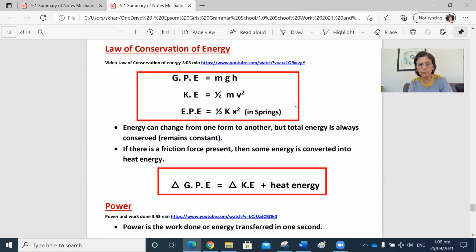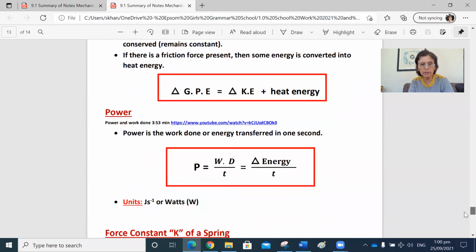So if an object is falling from the top, its gravitational potential energy might change into kinetic energy, and if there's friction, then heat will be produced. We'll talk about elastic potential energy in a minute. Now power is how much work is done in a second, and it is equal to work done or change in energy divided by time. Unit is joule per second or watts.